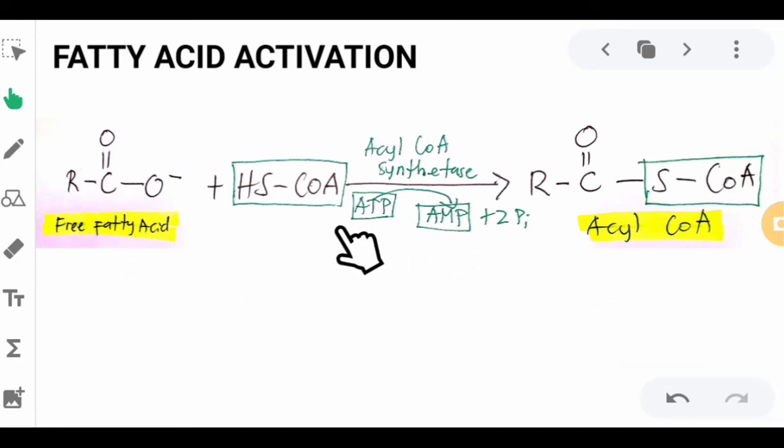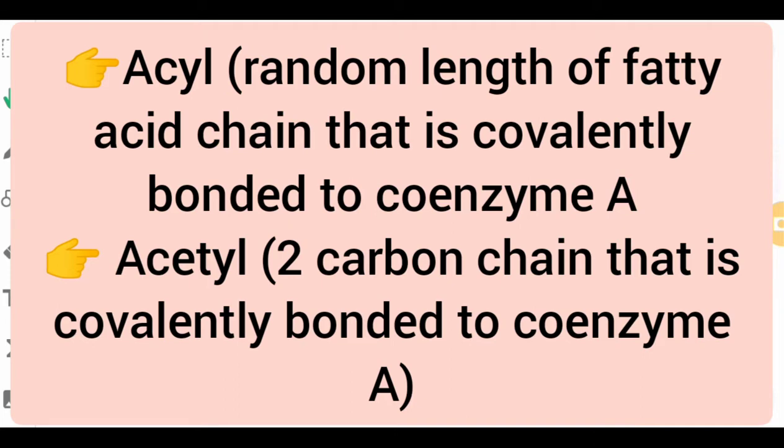So we will be using 2 phosphates from ATP, and you will have adenosine monophosphate. As the usage of energy for the activation, you will have 2 inorganic phosphates plus the acyl-CoA, and the hydrogen will be a free hydrogen ion. So you will now have the acyl-CoA and 2 inorganic phosphates. The difference between the designation of acyl-CoA and acetyl-CoA is that the acyl here refers to a random length of fatty acid carbon chain that is covalently bonded to coenzyme A, whereas the acetyl refers to a 2-carbon chain covalently bonded to coenzyme A.